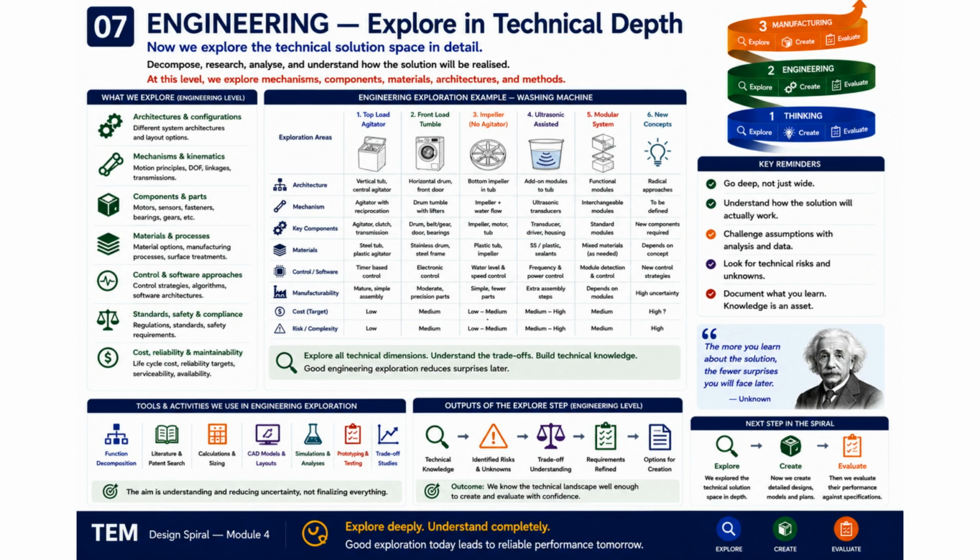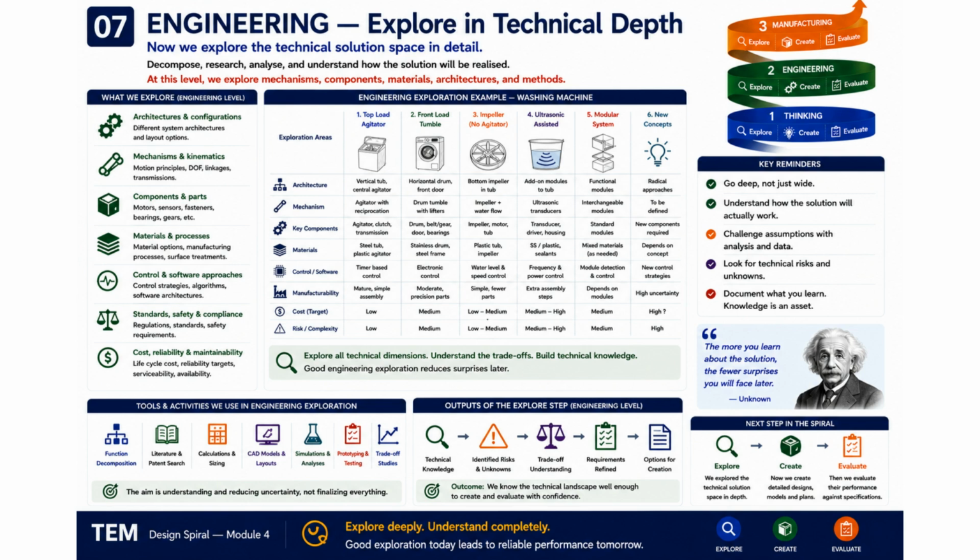And notice how the meaning of explore changes. During thinking, exploration was deliberately broad. We explored the problem, user needs, and many possible concepts. Now we have selected a promising concept. Engineering exploration therefore becomes deeper and much more technical. We decompose the concept into systems and functions and ask, how will this solution actually work?